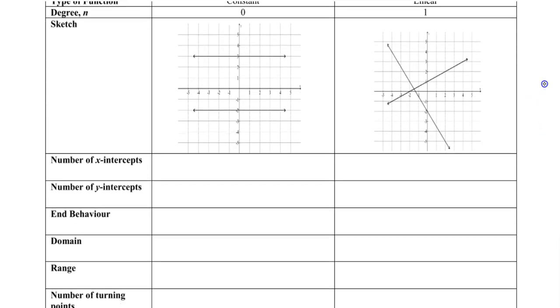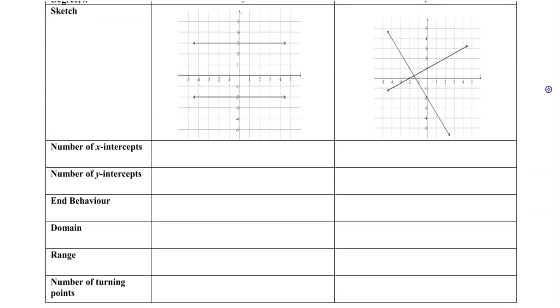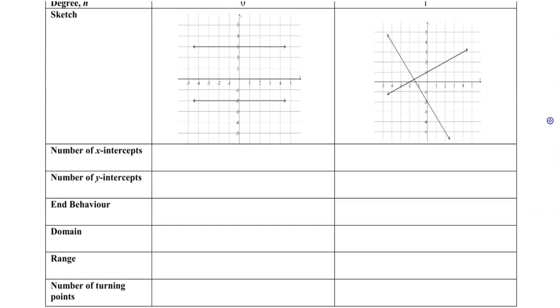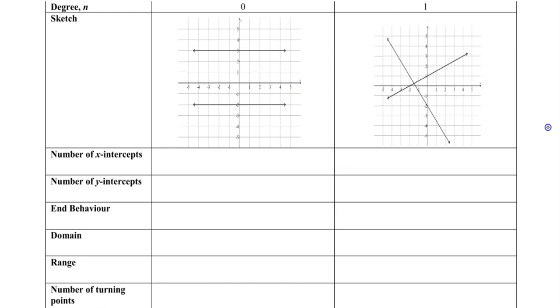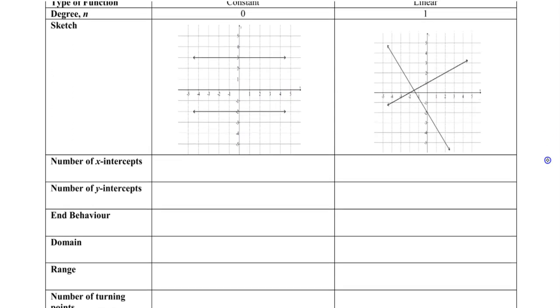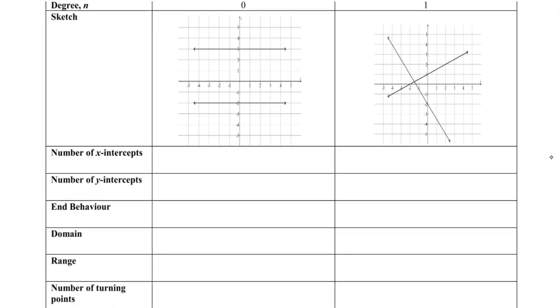So we are going to start with a constant function. Constant function, which is of degree 0. So a constant function is simply something like y equals 3.